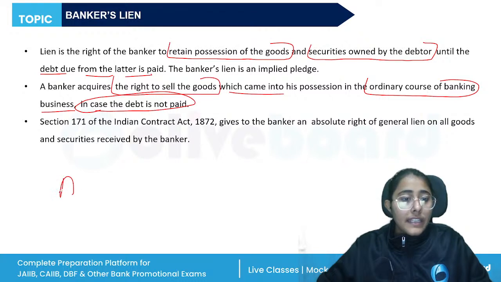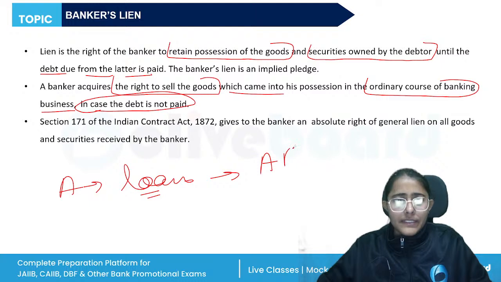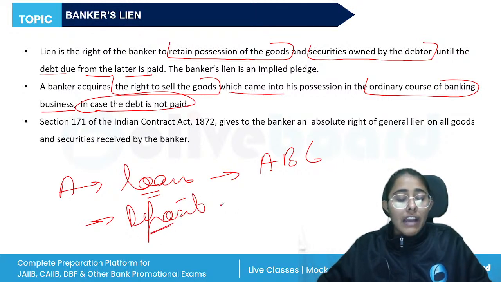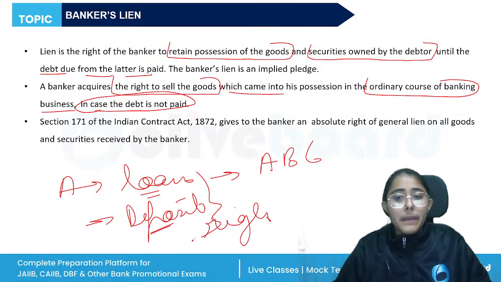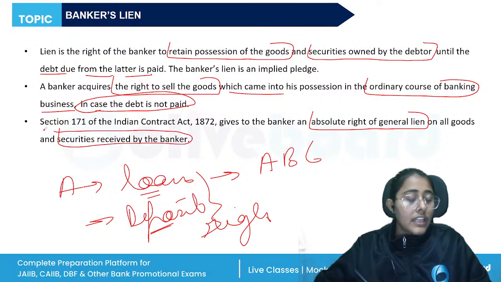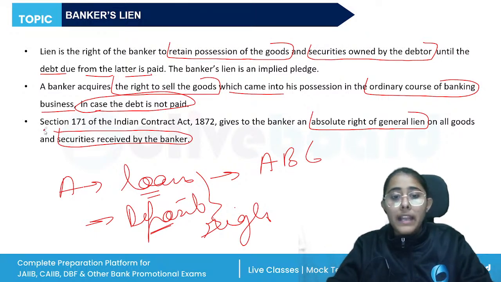Let's say person A had taken a loan from a bank, let's say bank ABC, and at the same time they had also kept their money in a deposit account. So the bank will have a right on this deposit account if there is a non-repayment of debt. So the banker has an absolute right, a general lien, on all the goods and securities that are received by the banker. So the bank can then recover the amount, right? So that is a banker's lien.